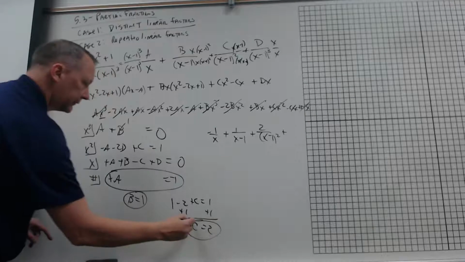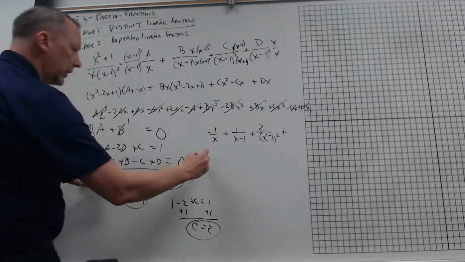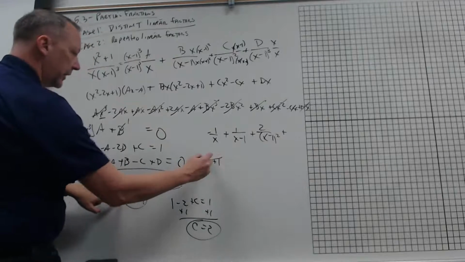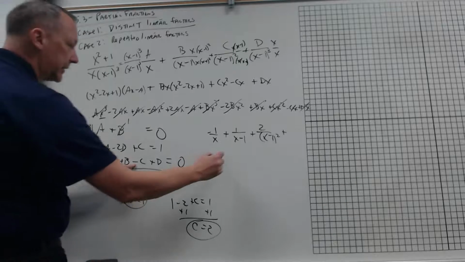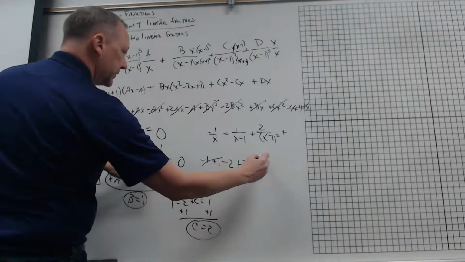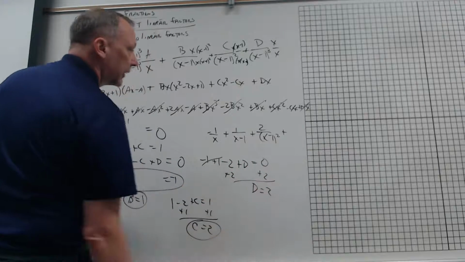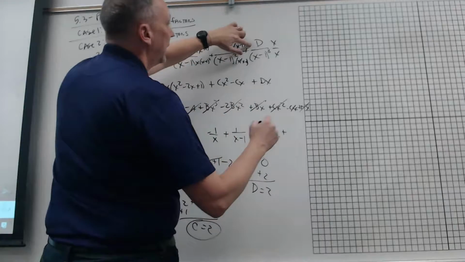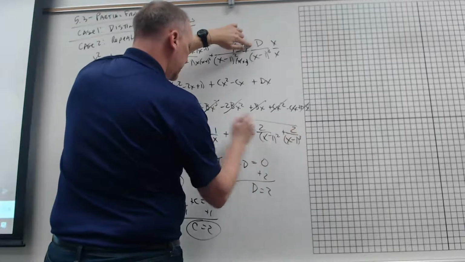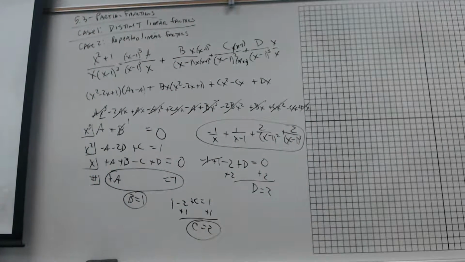Now a equals negative 1. Now we're going to use this one. So negative 1 plus b, plus 1, so that's going to go away. Minus c, minus 2, plus d equals 0. So I'm going to add 2. D equals 2. My final fraction here is 2 over x minus 1 cubed. See how easy that was?